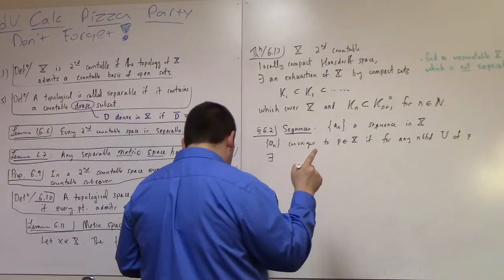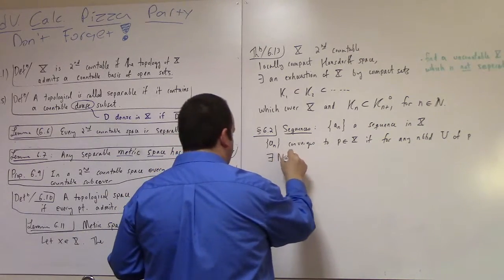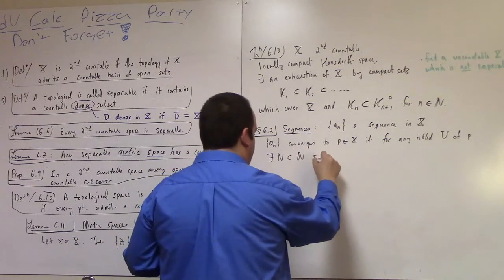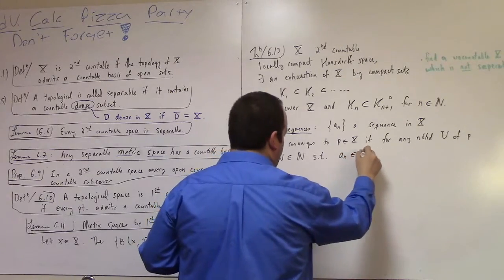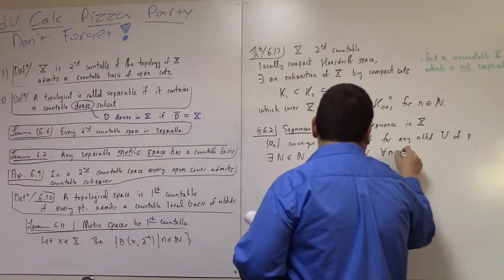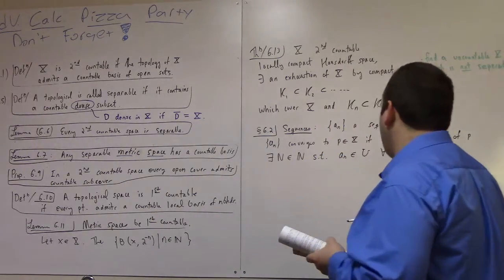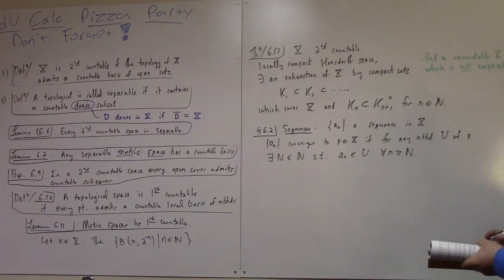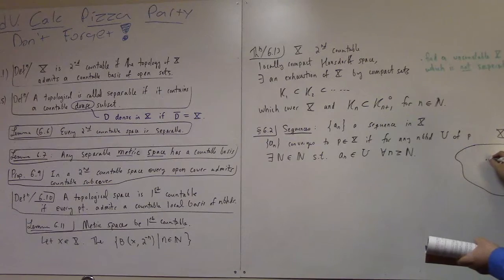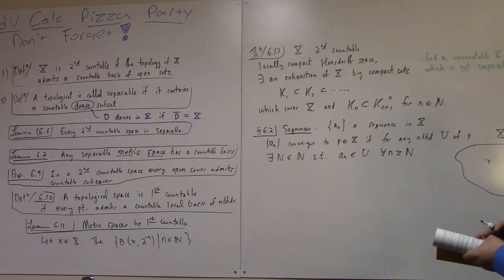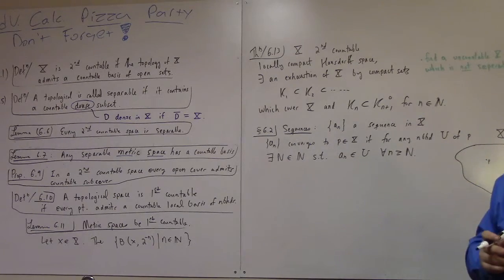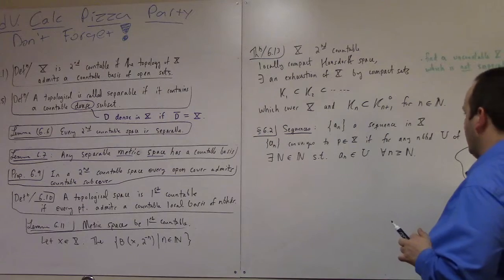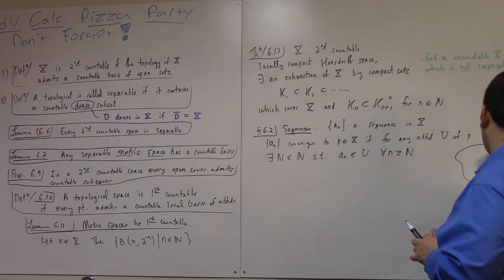For any neighborhood U of P, there exists N in the natural numbers such that a sub n is an element of U for all n greater than or equal to N. Let's see here. So if this is the space X, right? And if this is the point P, right? Basically, for any neighborhood U of P, maybe the neighborhood U looks like that. I don't know, whatever.